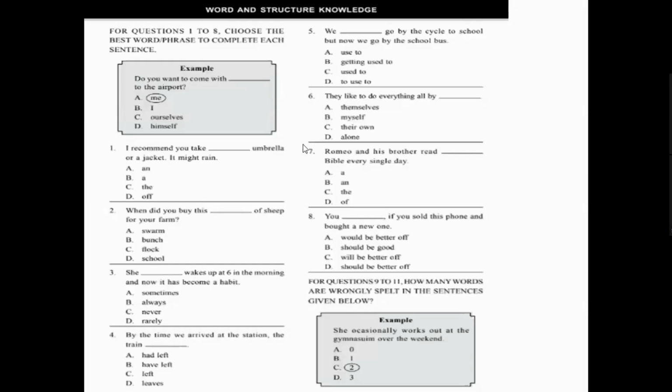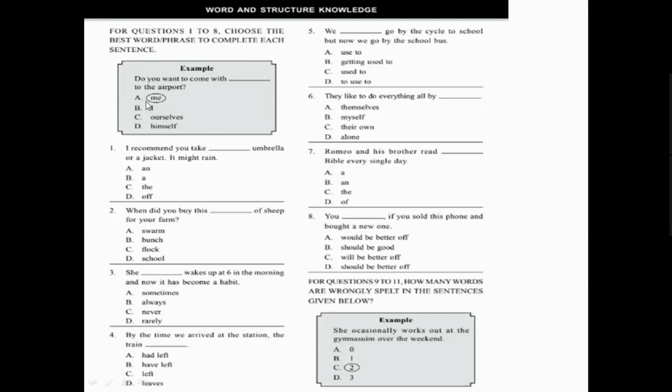Okay, students. So this is our first section. For questions 1 to 8, choose the best word or phrase to complete each sentence. For example, you're given a question like, do you want to come with dash to the airport? This is a question being asked to a particular person, right? So here we have to use the personal pronoun. The correct personal pronoun here is I.